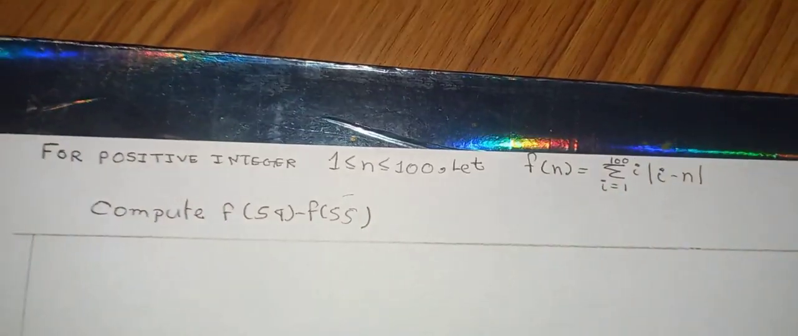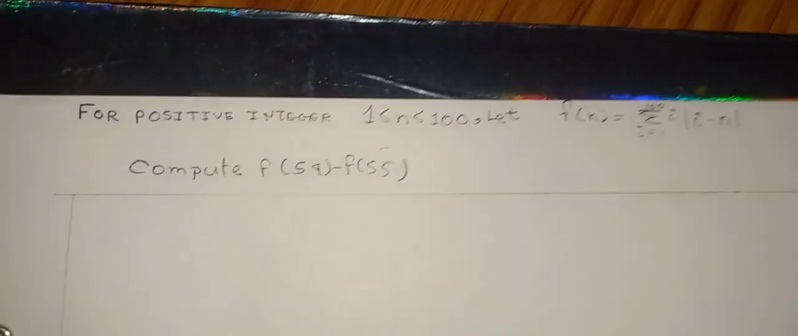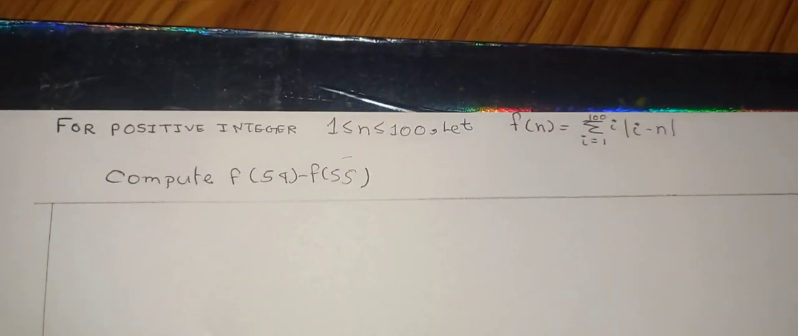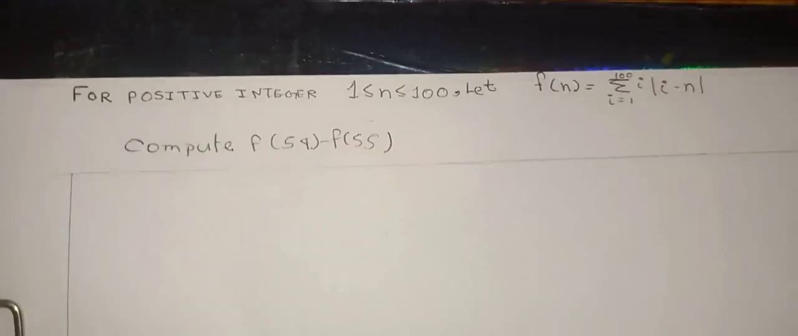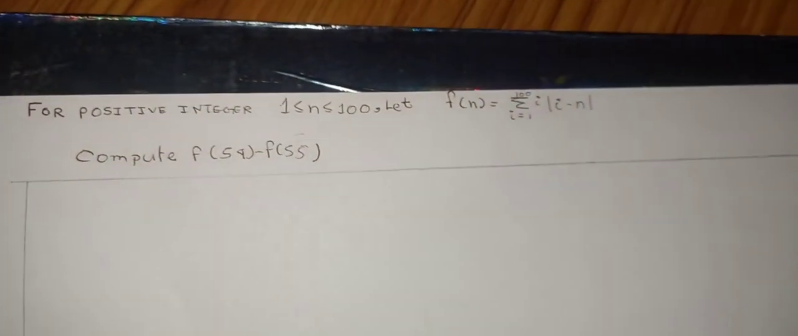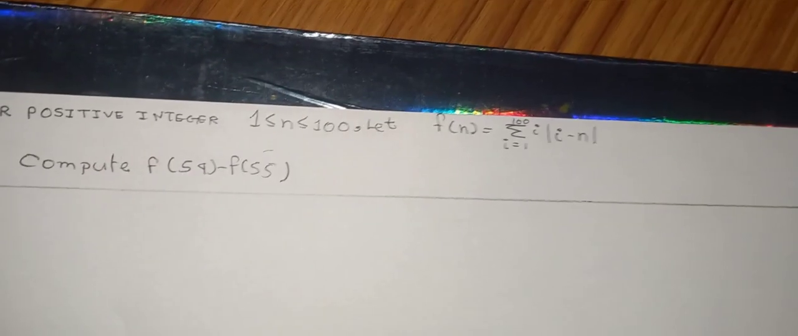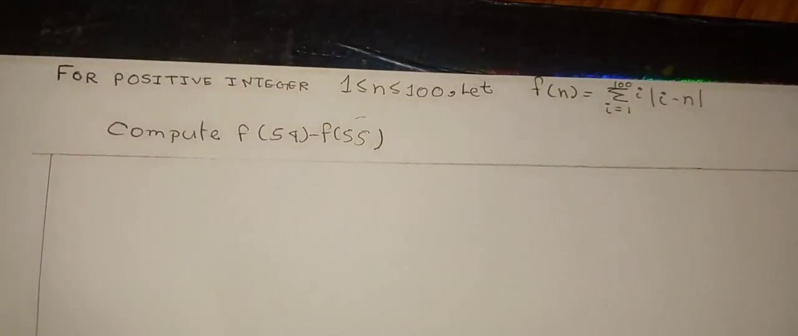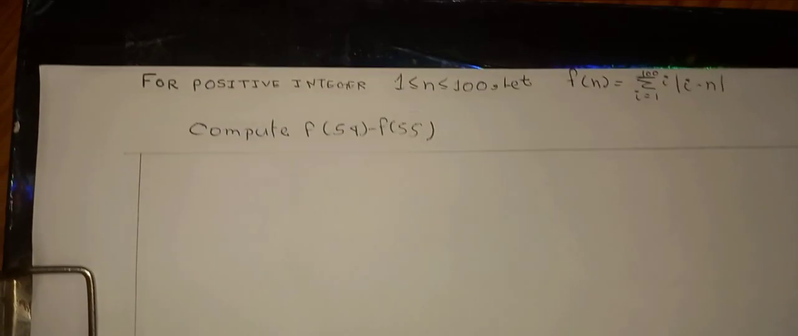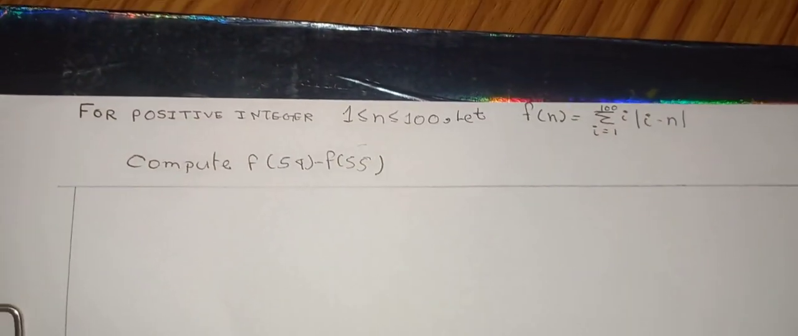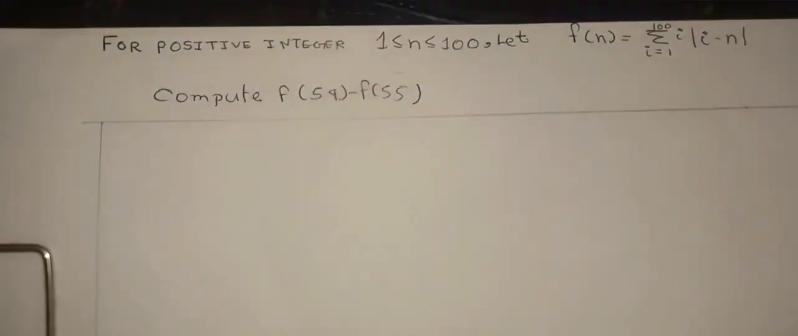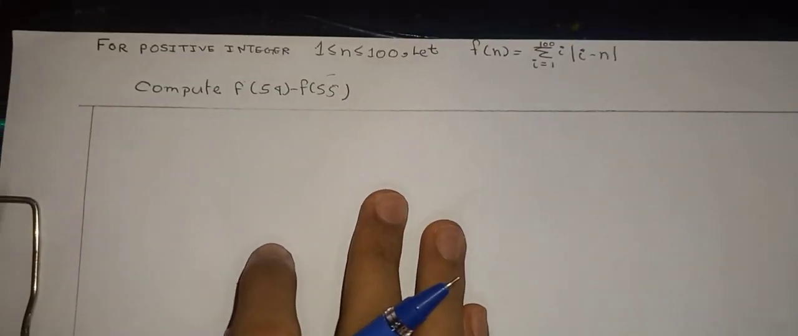The question reads: for positive integer n, 1 ≤ n ≤ 100, let f(n) be equal to the summation of i equals 1 to 100 of i times |i − n|. So what we have to do is compute f(54) − f(55). Let's get to work on the solution.